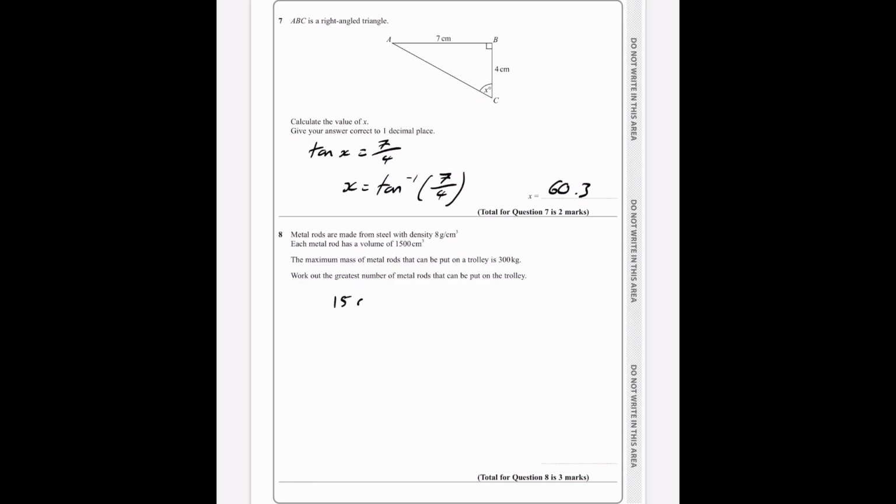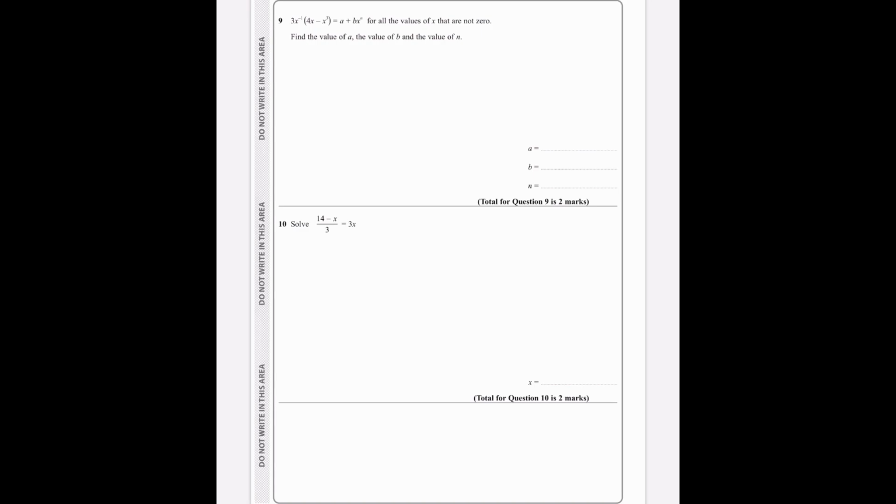Question number 8. We know the density is 8 grams per centimeters cubed, so if we multiply that by the 1500 volume, it will give us the mass. In this case, 12,000 grams. Turning that into kilograms, divided by 1,000, we get 12 kilograms. And so if we divide the maximum 300 by the 12 kilograms per rod, it tells us we can put 25 safely onto the trolley.